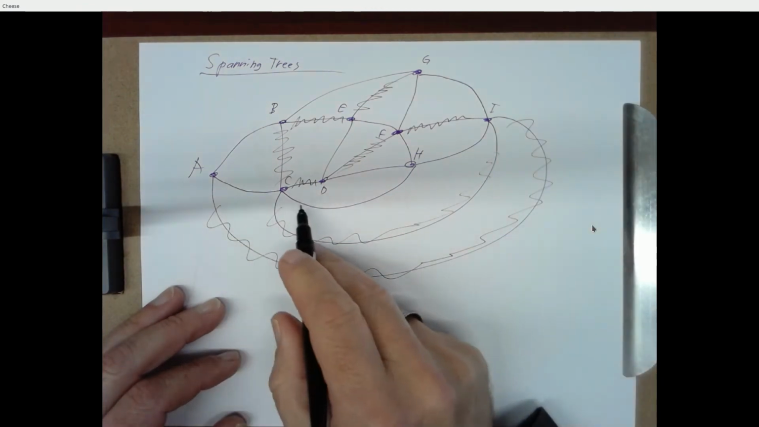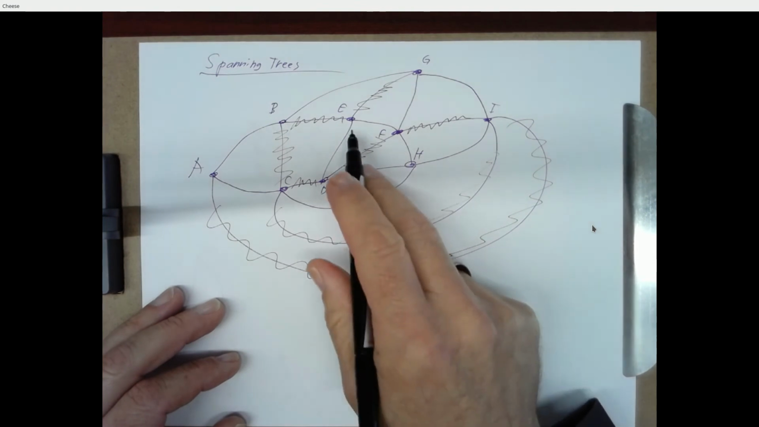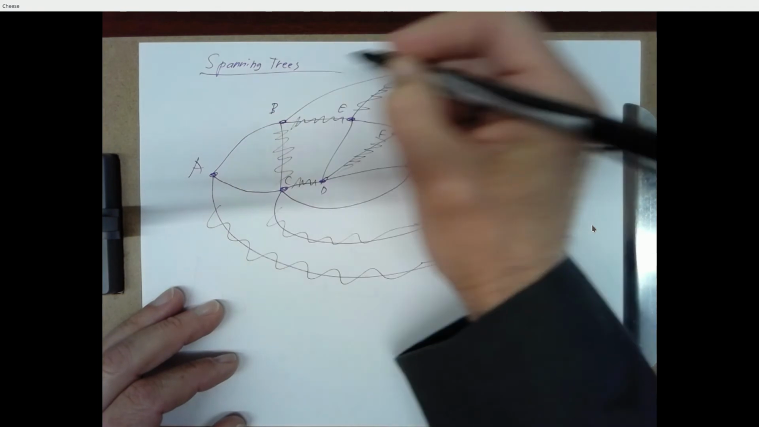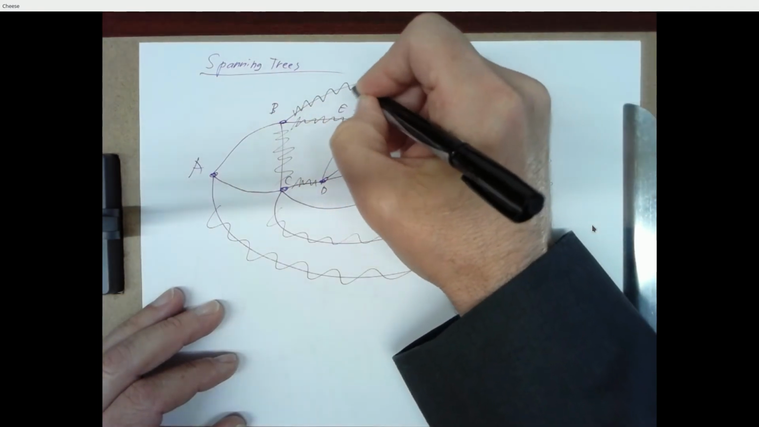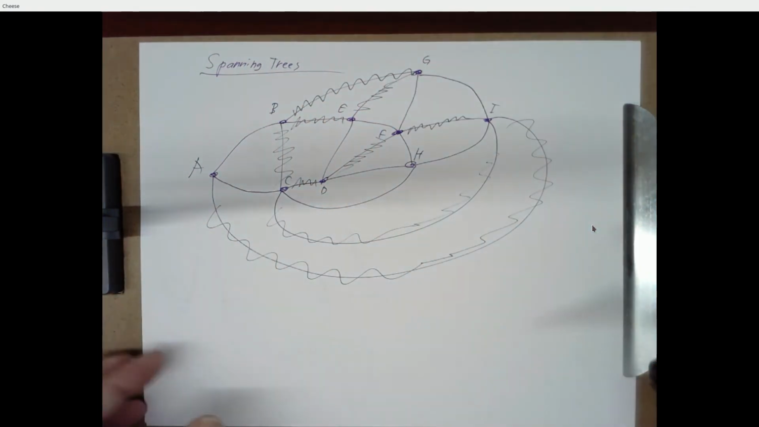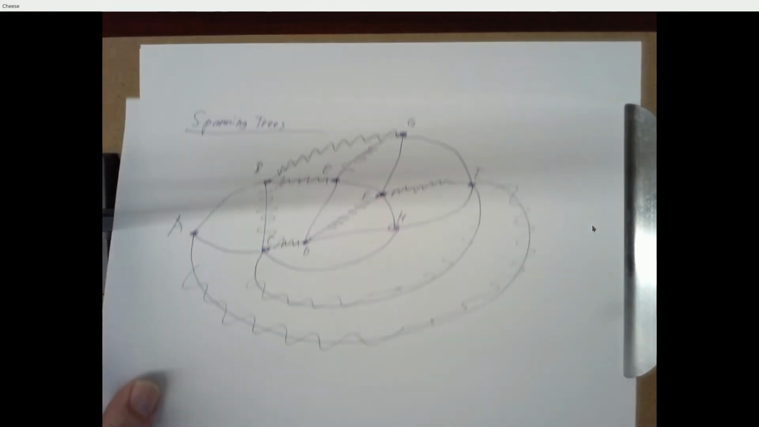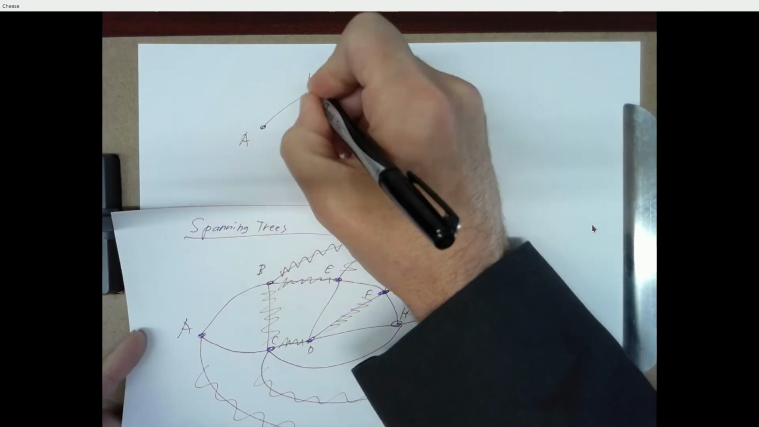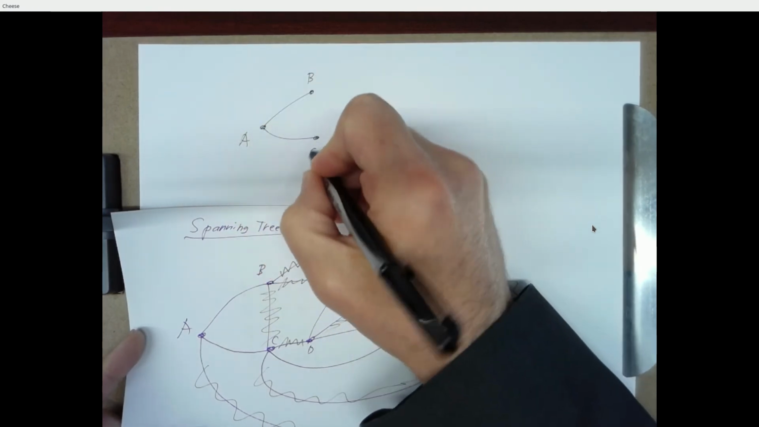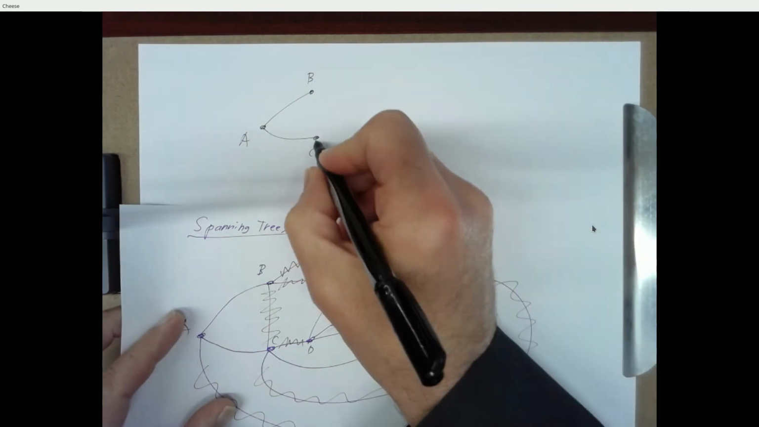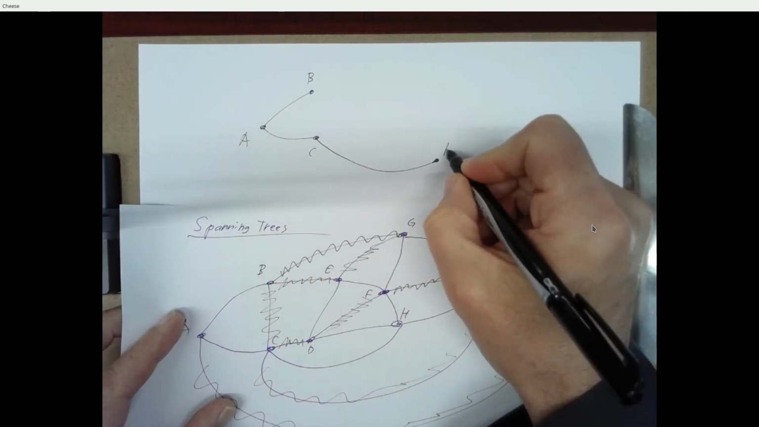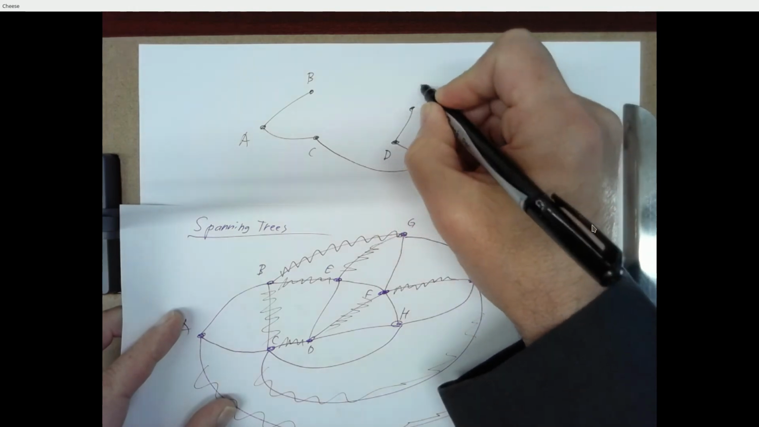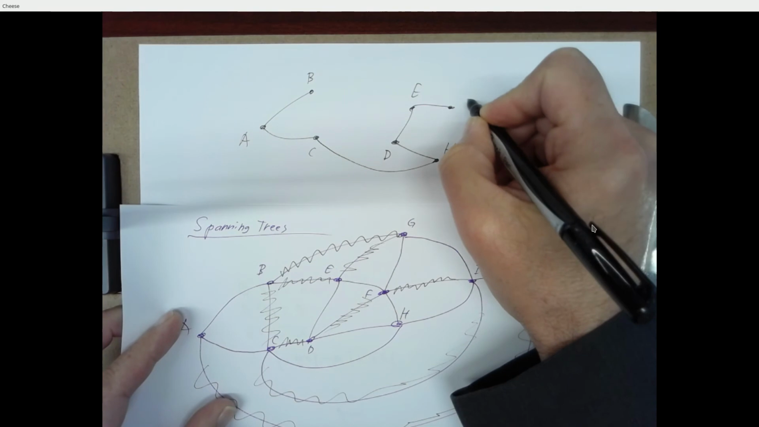And do we have any cycles left? There is one around the edge. All right, how should we get rid of that? Let's just kill off that. All right, so let's see what we have left. We have A, B, there's C, there's H, there's D, E, there's F.